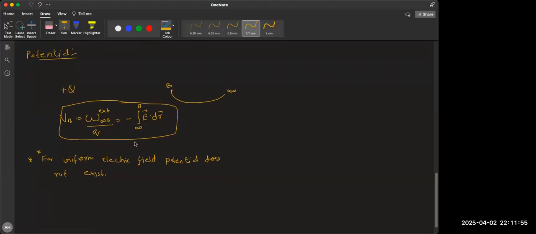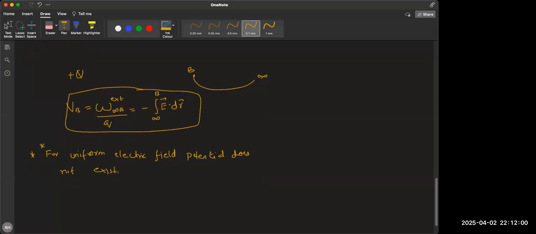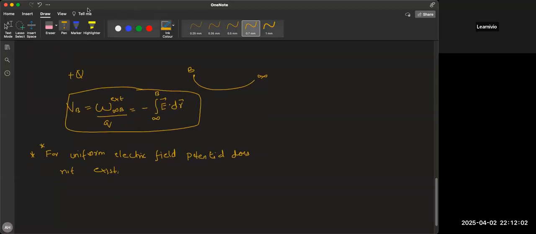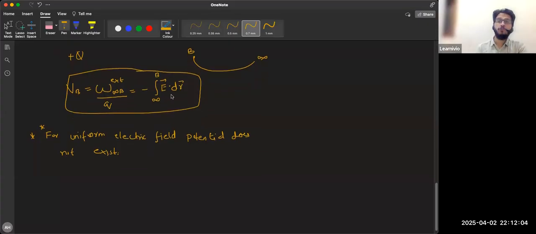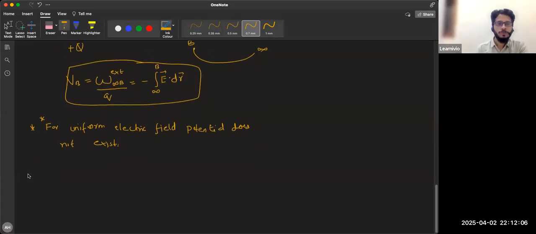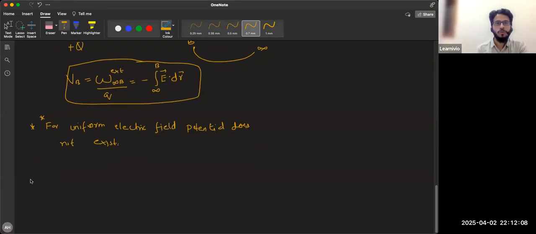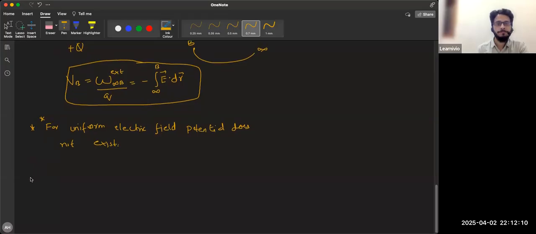So okay, that was about potential and potential difference. Now let's see how to calculate work done if potential is given, and how to get field if potential is given. So let's move on to work done again, but in terms of potential.